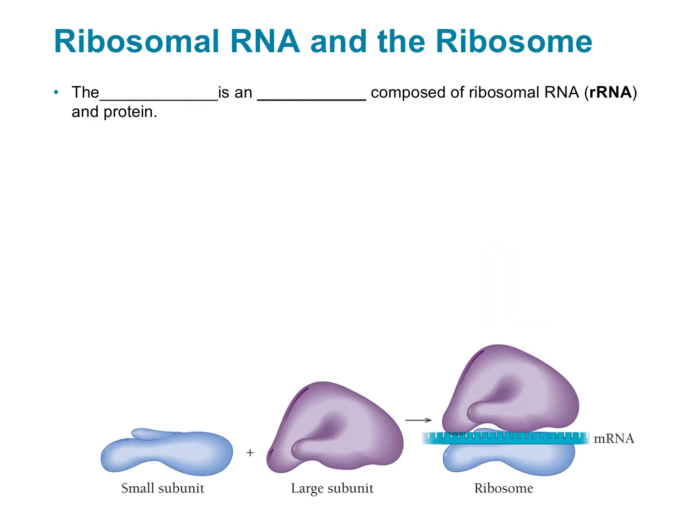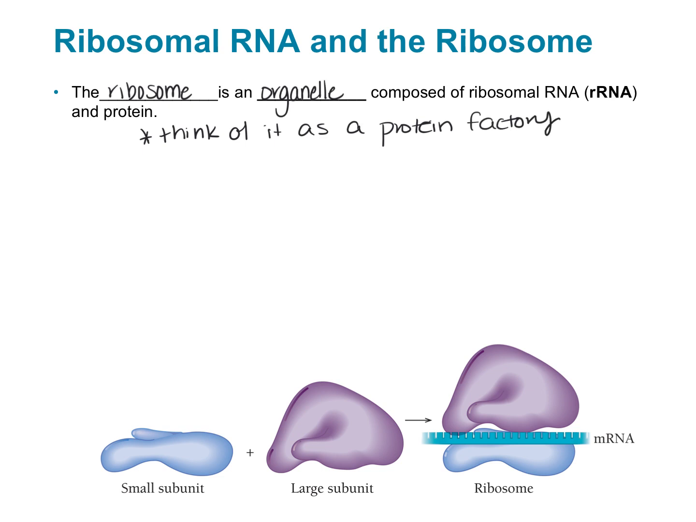And so I want to remind you that the ribosome is an organelle, right, that's composed of ribosomal RNA and protein. So we're basically going to think of this as a protein factory. Okay, and it's just the place where the nucleotide sequence of the mRNA is interpreted into an amino acid sequence.